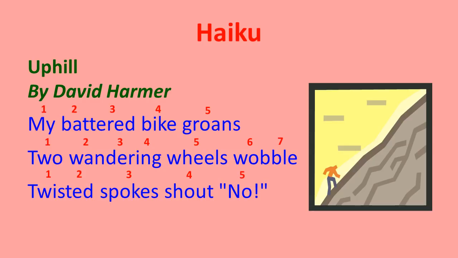It also said, twisted spokes shout no. This is also an example of personification because spokes, the little wires in the wheels of your bike, are inanimate objects, so they cannot speak any more than a bike can groan. So this haiku contains two examples of personification.